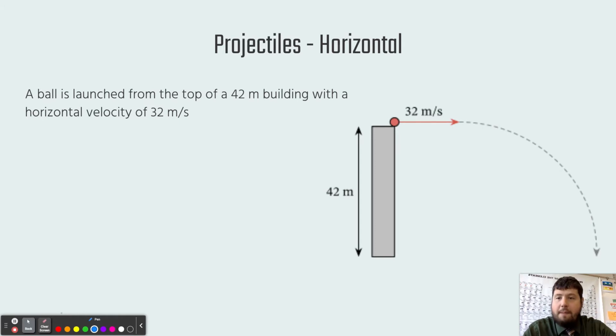So here we have a ball launched from the top of a 42-meter building with a horizontal velocity of 32 meters per second. There's many questions we could ask, but probably the first one that you might ask is, well, how long is the ball in the air?